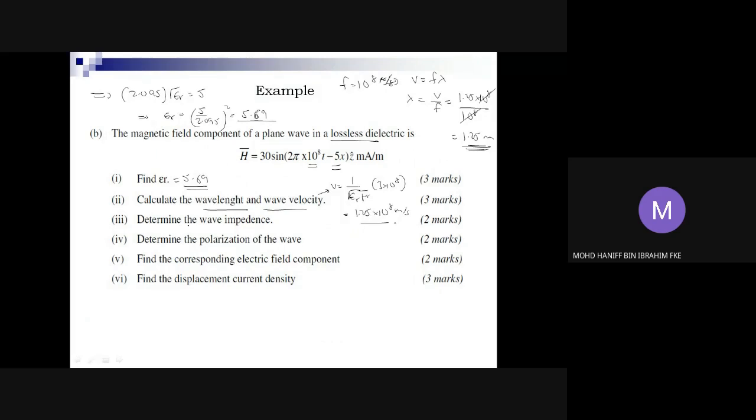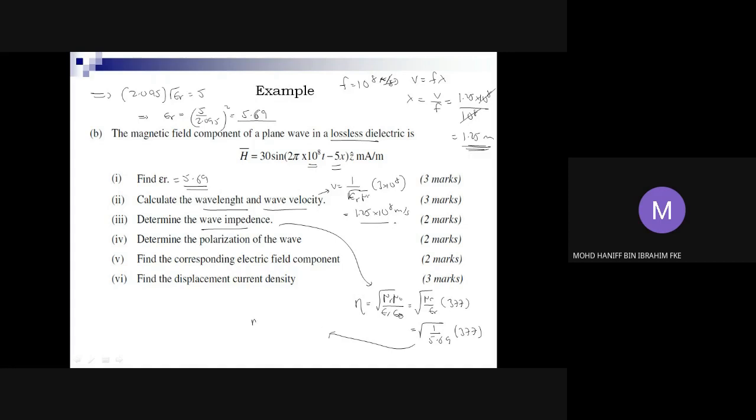Number 3 is to determine the wave impedance. So the wave impedance shall be based on the equation of eta. The wave impedance shall be equal to the square root of mu r mu naught over epsilon r epsilon naught, and that should be the square root of mu r over epsilon r multiplied with 377. We have agreed just now that mu r equals 1, and epsilon r equals 5.69, which we have calculated. And that should be our impedance.